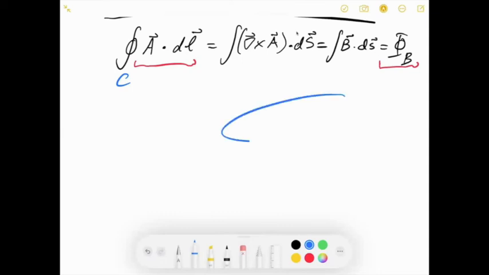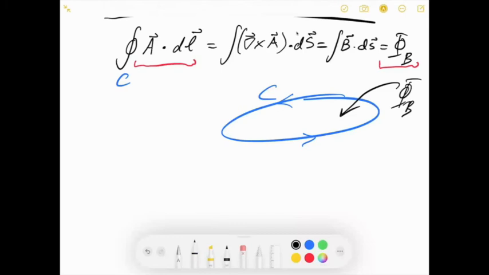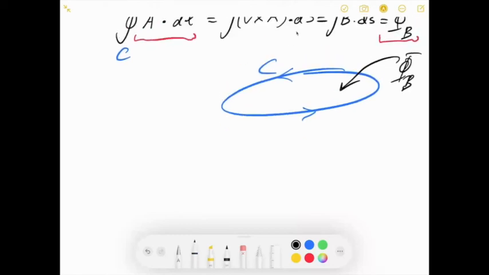Okay, so we're integrating, and that's our contour C. According to this very straightforward little calculation, basically the closed line integral of the vector potential over some closed contour is going to be equal to whatever flux is threading this surface. And notice that this is not the same as Faraday's law.